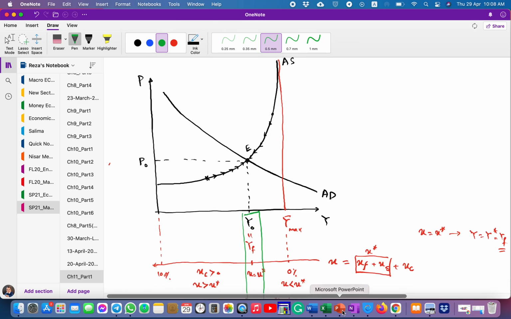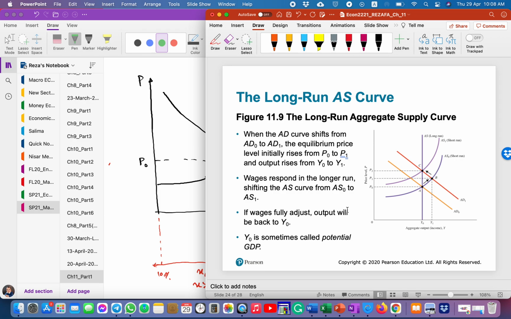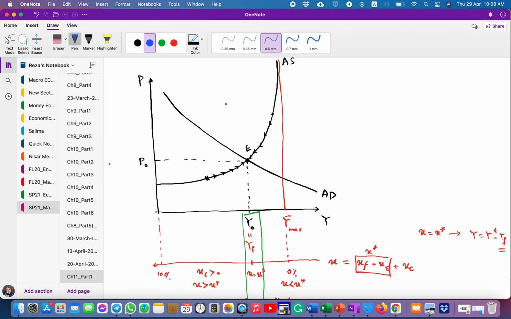So let's see what the book is saying. Imagine that aggregate demand is, for some reason, shifting to the right. So aggregate demand for some reason is shifting to the right. The new equilibrium is going to be Y1, and the price level is increasing to P1. But guess what's happening? We are going to have a very little unemployment rate.